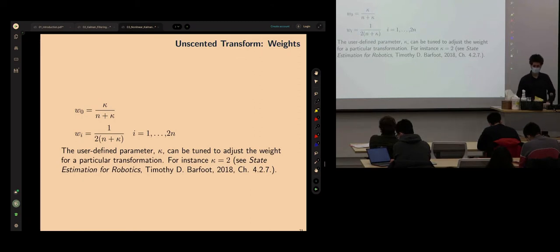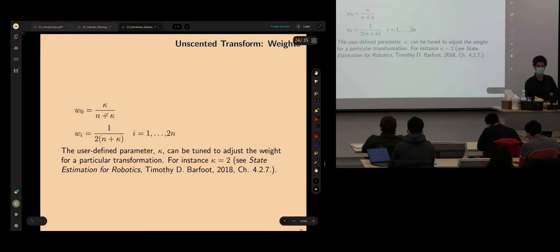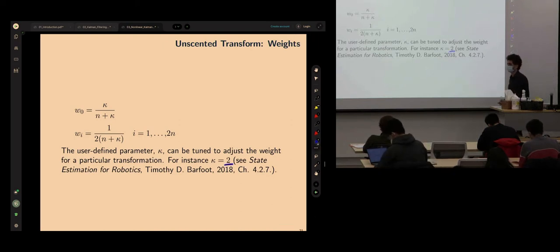The cleanest way that I like is in the state estimation book, how to get these weights. There are older references. It can be more complicated. You can have multiple parameters, but this is very clean. You have one parameter to set, and you can always start with 2. Right? Super convenient. So the first weight is different from all other weights.